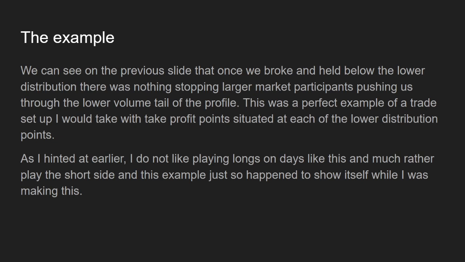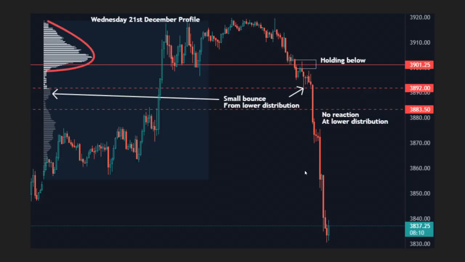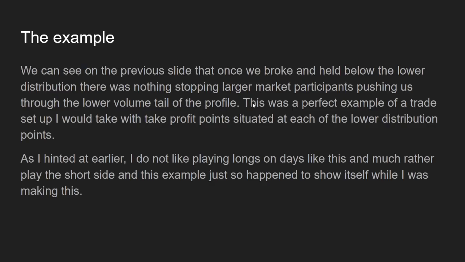We can see on the previous slide that once we broke and held below the lower distribution, there was nothing stopping larger market participants pushing us through the lower volume tail of the profile. The lower volume tail is this area, as compared to the distinctly P shape, or the top of the P shape. These areas tend to have quite little volume traded.